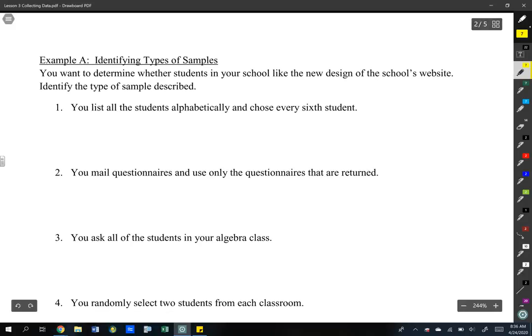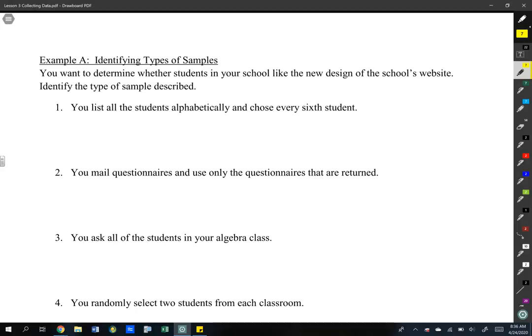All right, so example A, identifying types. You want to determine whether students in your school like the new design of the school's website. Identify the type of sample described. So we've got 6 here to try. I think it would be a good idea for you to pause the video right here. Give a shot at them. Make sure you're understanding what all the different types of samples are and see what you think. And then start the video back up to see what the answers are.